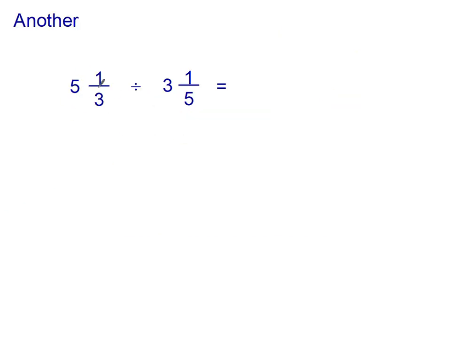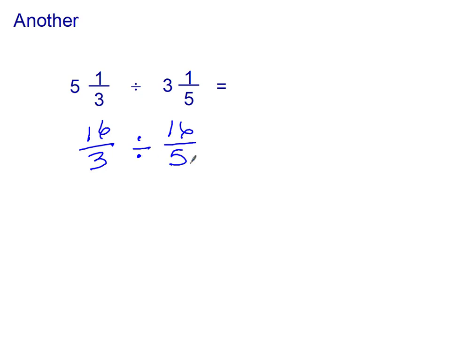So we got to get fractions first before I can do anything. So we do the popcorn method. 3 times 5 is 15, plus 1 is 16. We write it down over 3. Right? Then this one right here, do the same thing. 5 times 3 is 15, plus 1 is 16 over 5.